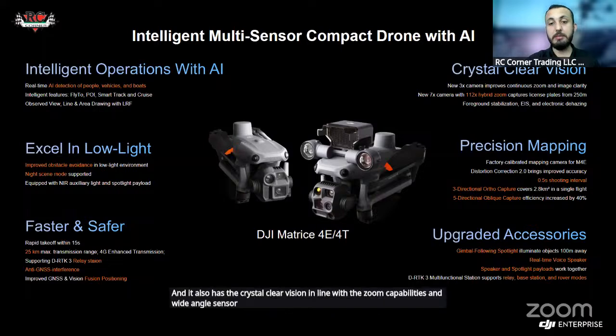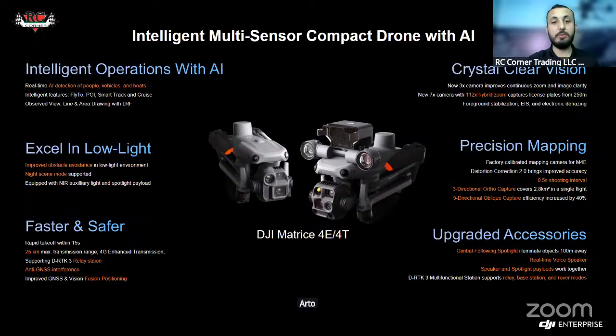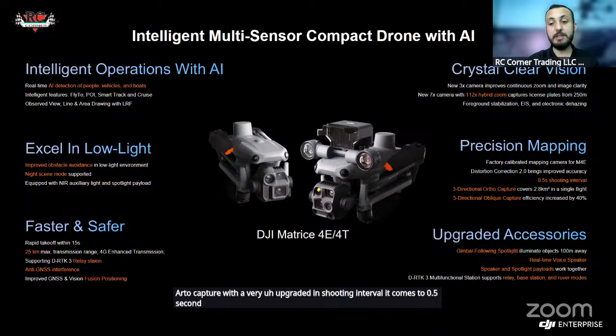And in line with the geospatial industry, it has precision mapping with 5-directional oblique capture, and it also supports 3-directional ortho capture with an upgraded shooting interval. It comes to 0.5 seconds. It also has upgraded accessories such as a spotlight and speakers, and can integrate third-party accessories. So let's see each feature one by one.